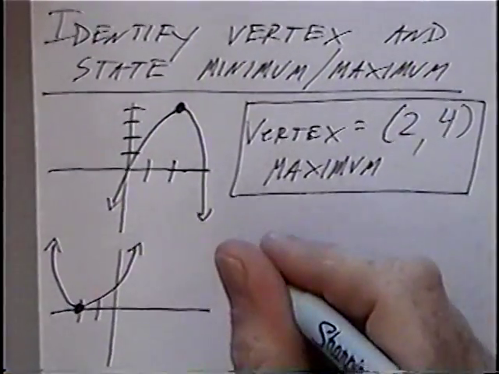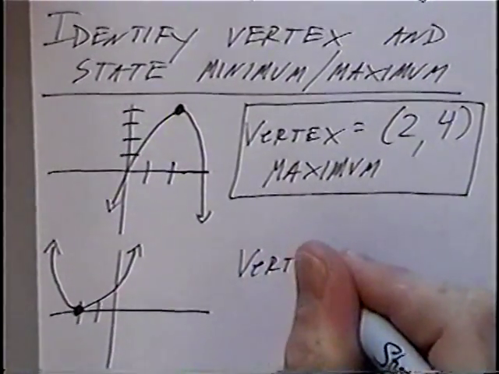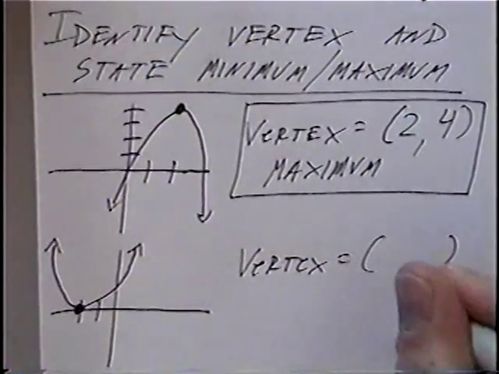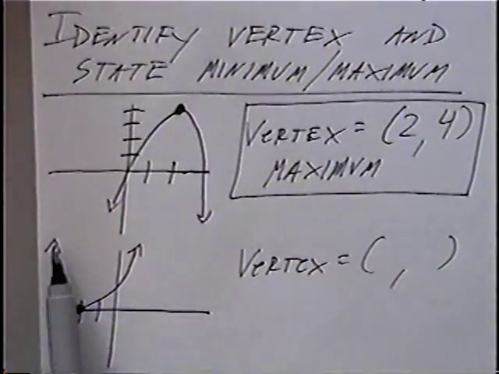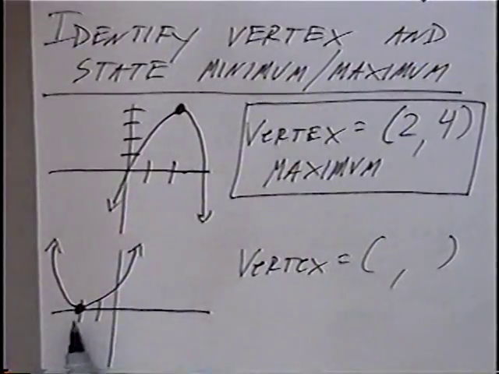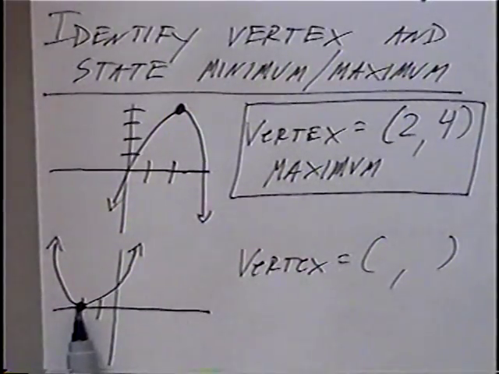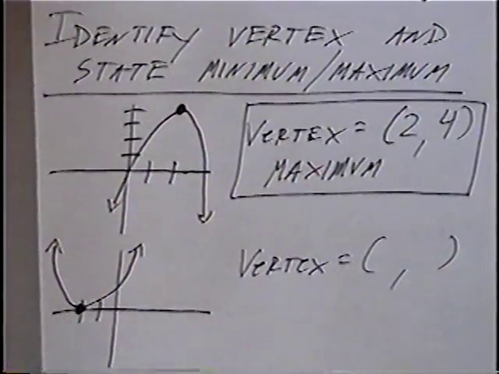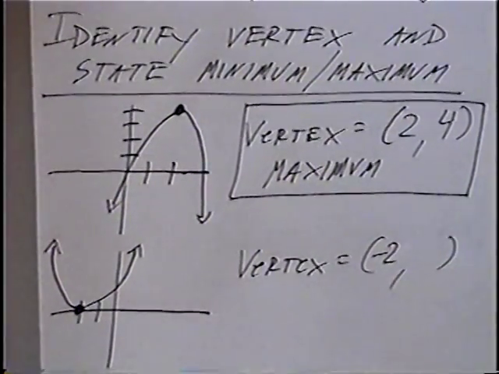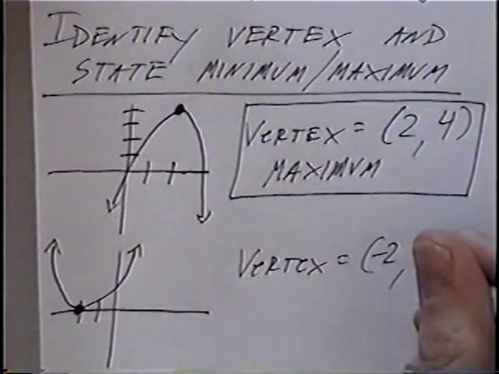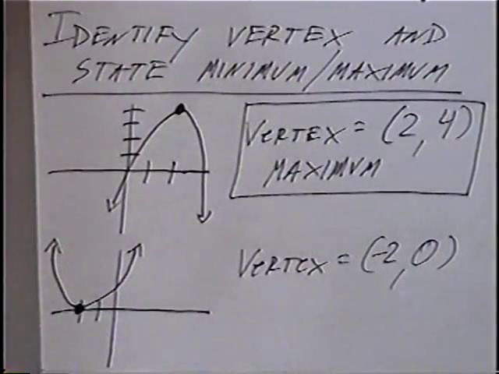Second question, same thing, we can find the vertex of the graph given. The vertex again is the point where the graph turns around. In this case it would be on the bottom of the graph. This point is 2 spots to the left and on the y-axis. That point would be -2, and the y value would be 0.